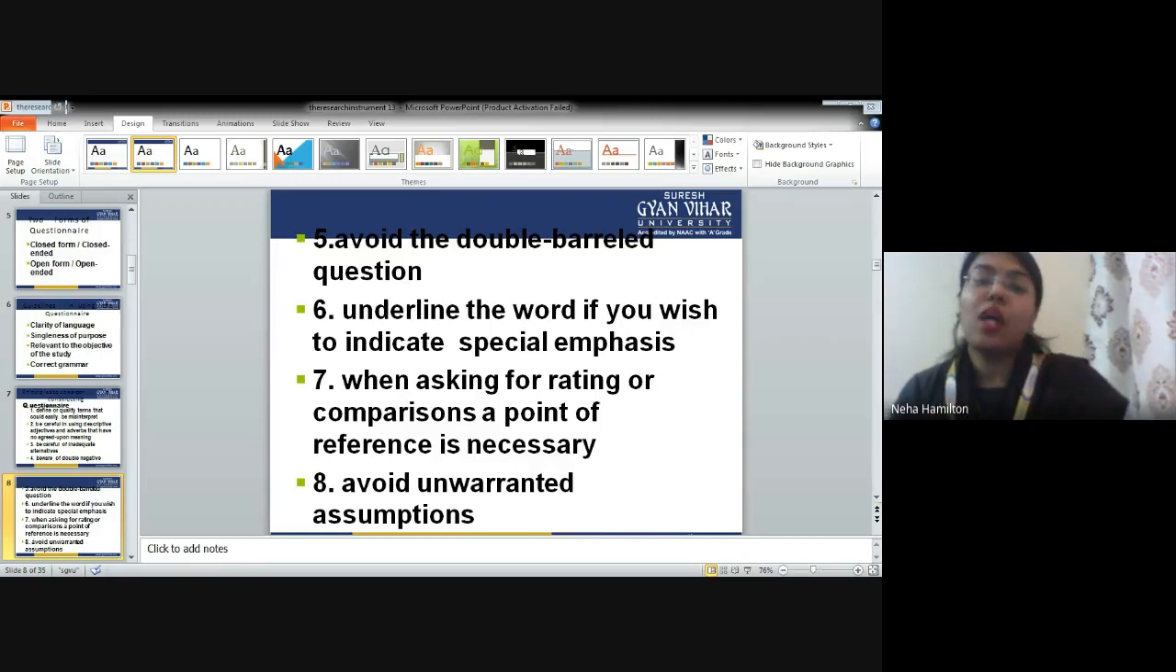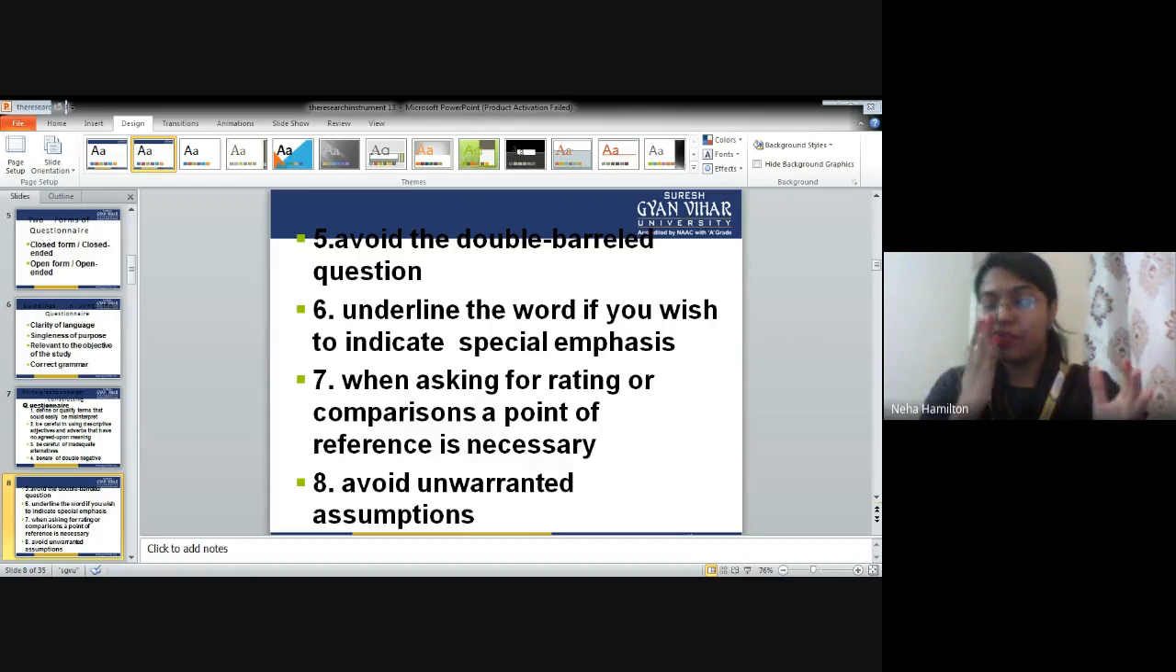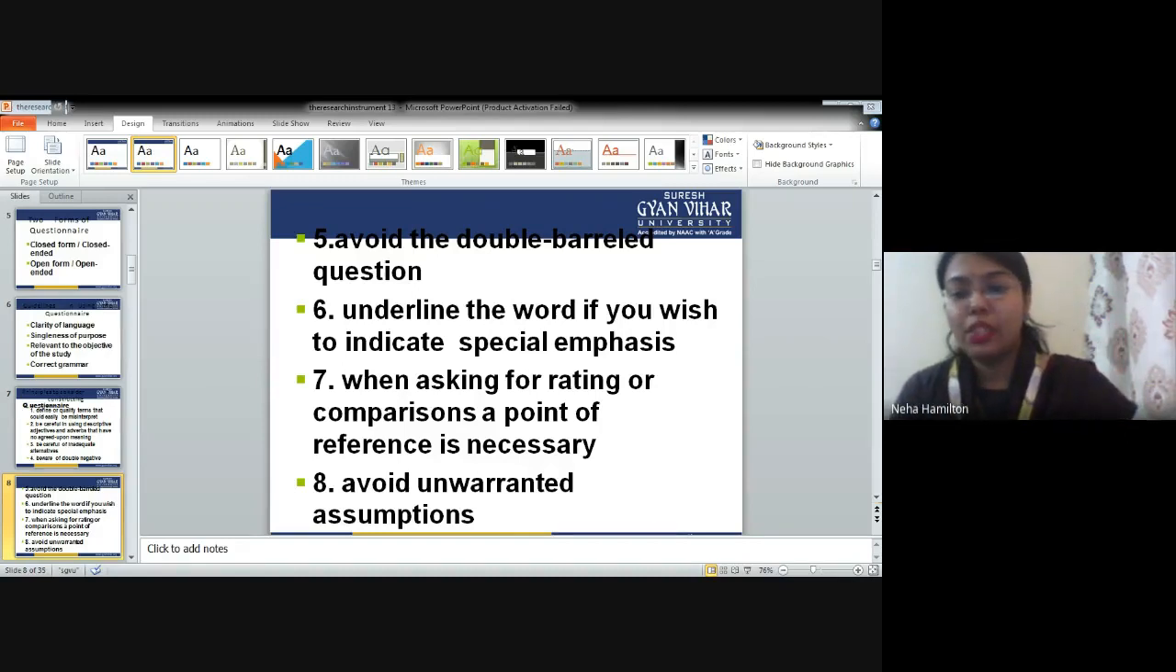Next is when asking for rating or comparisons, a point of reference is necessary. It is always advisable to give a sample question and a sample answer to the respondent so that he gets an idea on how the question has to be answered, right? For example, write down a question. What was the quality of the dishes which were served in dinner, right? This is my question.